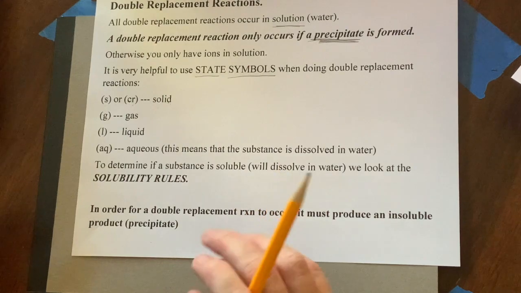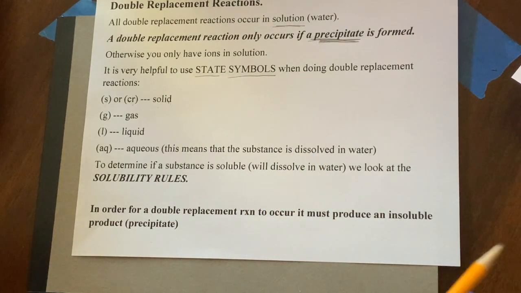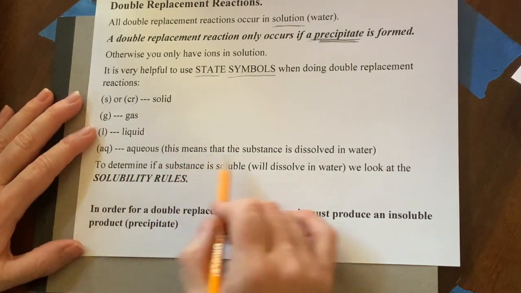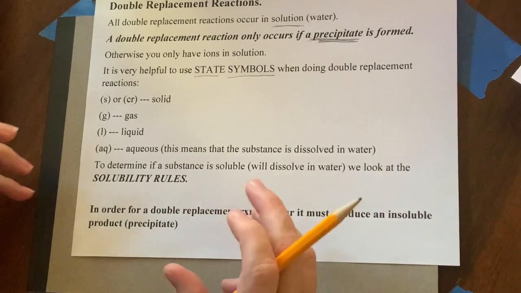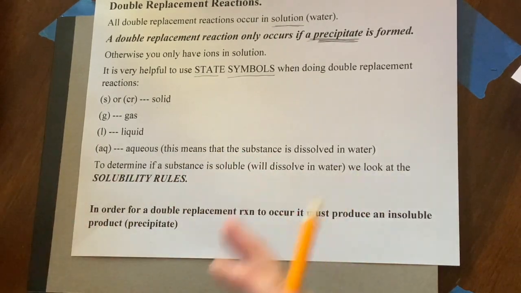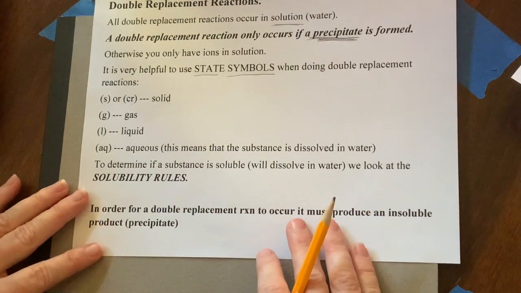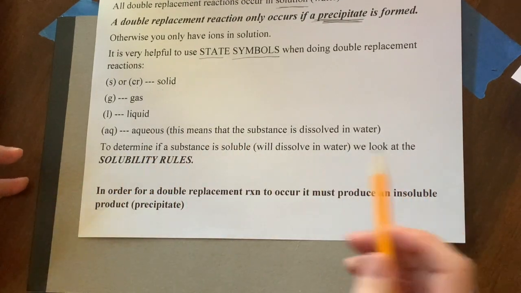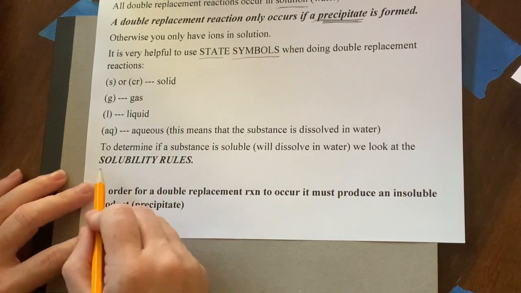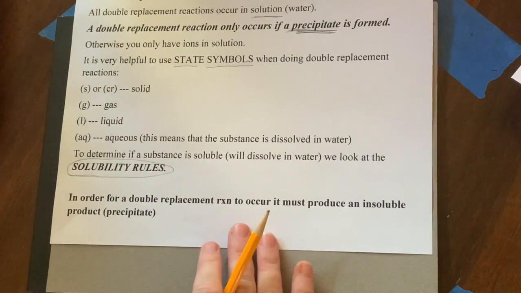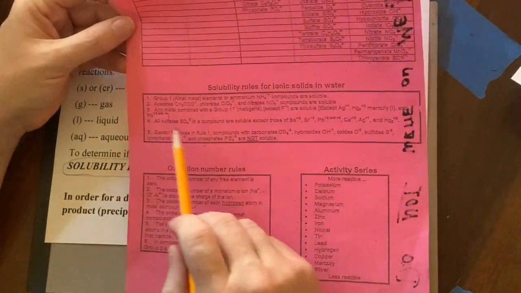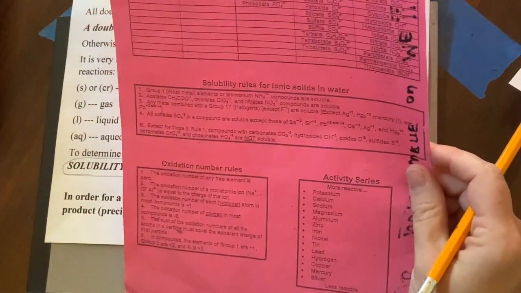Aqueous is when you have a solid compound dissolved in water. So aqueous means the substance is dissolved in water. It also means that it is soluble in water. To be soluble means you can dissolve, you can break into your parts. So how are you going to know whether something is soluble or not? Well, we're going to look at what is called the solubility rules. Again, these are on the back of your periodic table. These are your solubility rules.